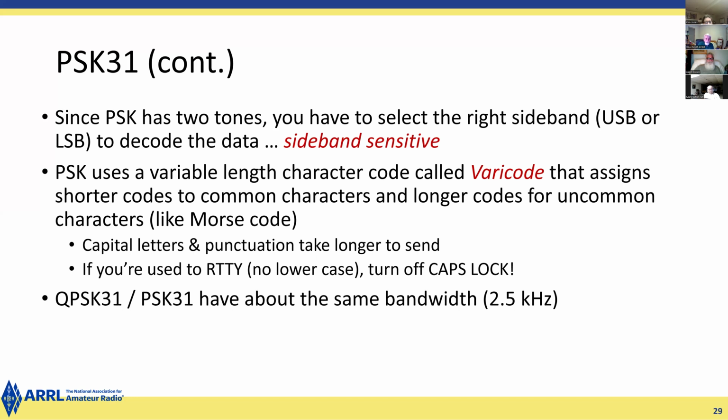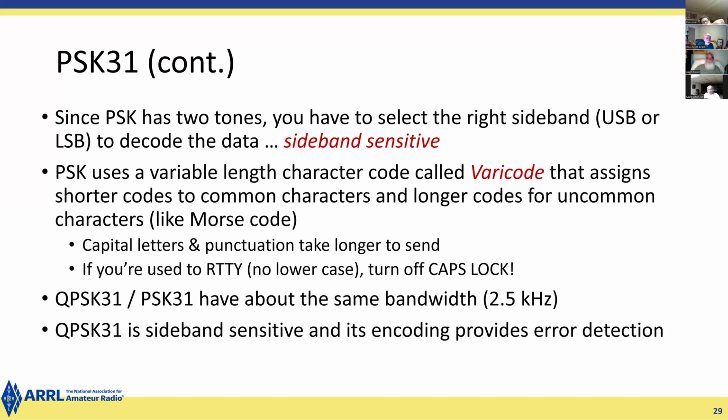PSK31 and QPSK31 have about the same bandwidth, which is just a little bit narrower than a single sideband voice signal. QPSK31 has extra bits, so some of its encoding provides error detection. And I think we'll talk a little bit about error detection versus error correction.